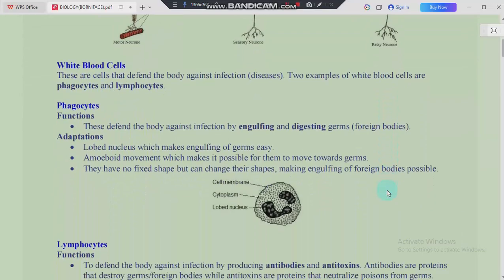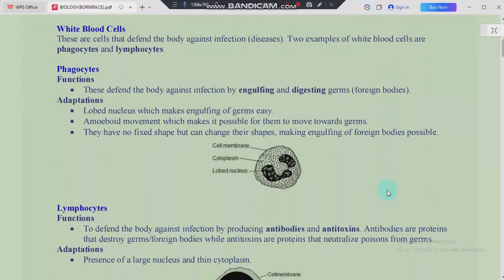We can now move on to the white blood cells. So these white blood cells are cells that defend the body against diseases. They are also known as leukocytes. And the examples of white blood cells that we have are the phagocytes and the lymphocytes.